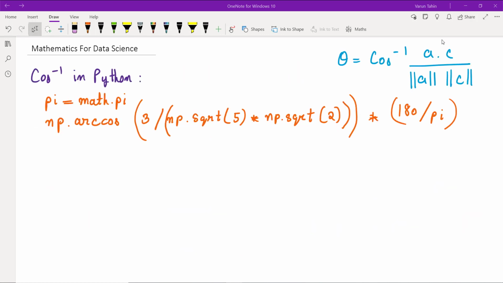Now it is sometimes very tedious to compute the cos inverse manually. So in that case, you can compute the cos inverse in NumPy using Python using the function np.arccos. It will return an angle in radians, so you can convert it into degrees by multiplying it by 180 by pi. So we have done it for your reference here. We have converted the cos inverse of 3 by square root 5 times square root 2. So you can perform the identical functions on your own.